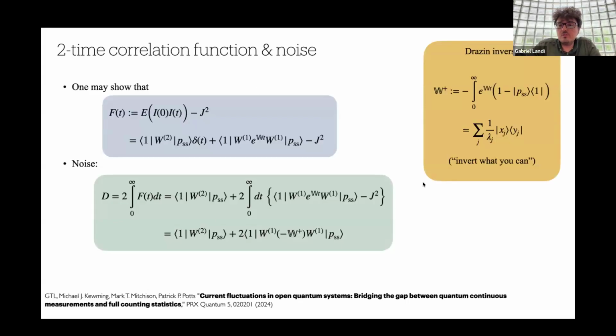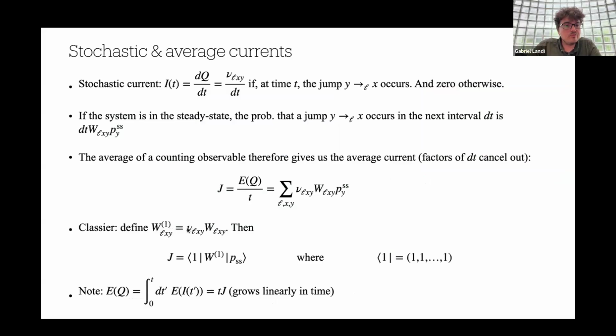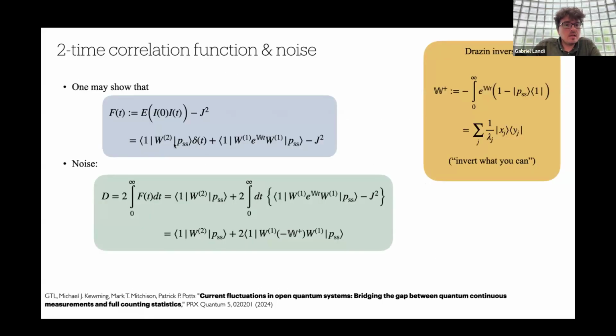And now we can do something similar for all other kinds of quantities, in particular for the noise. First of all, we can define the current two-point correlation function, and we can show that this two-point correlation function will have two terms. One term depends on this W2 that is defined exactly like W1, but with nu squared instead of nu, and it's a delta correlated term. And then we have another term that is associated to the decay of the correlation function with time. And so this has the form W1 e to the Wt W1 trace, minus j squared. And the noise is now just the integral of this.